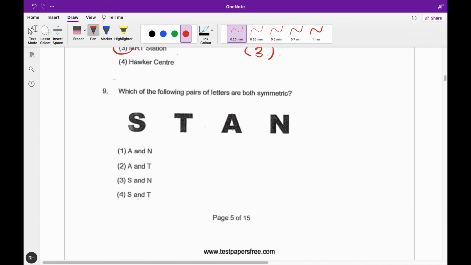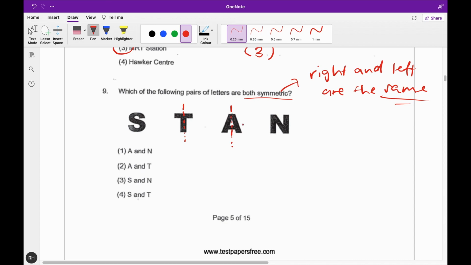Question 9. Which of the following pairs of letters are both symmetric? So the meaning of symmetry means the right and left are the same. Okay, so it's equal distance from the line. So we have S, T, A. Alright, so which letter? So we have T. Okay, so this is the line of symmetry. And then we have A, the line of symmetry. Okay, so for N and S, there's no line of symmetry, so the answer would just be A and T, option 2.